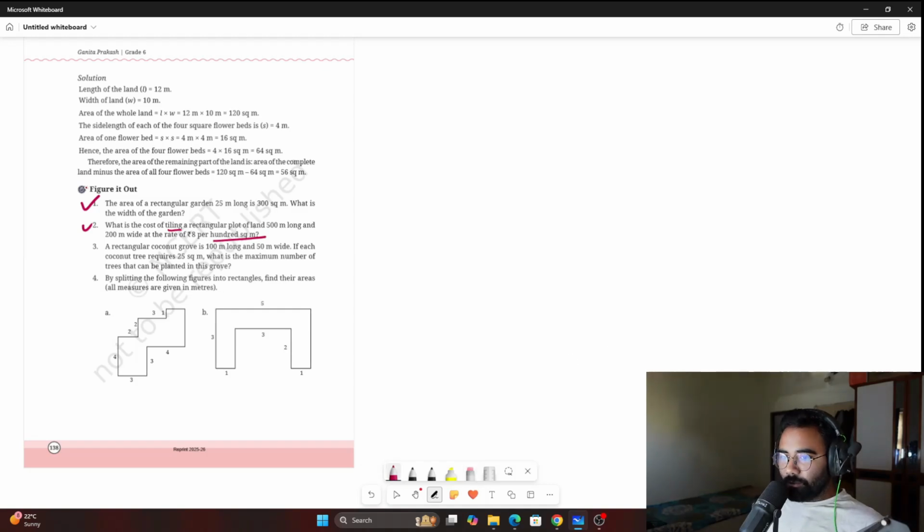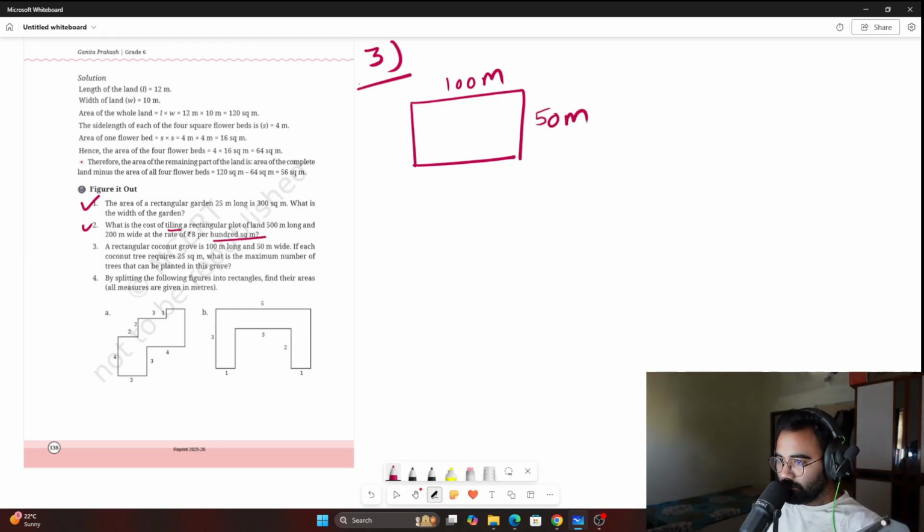All right, we are going to question number 3 now. A rectangular coconut grove is 100 meter long and 50 meter wide. If each coconut tree requires 25 meter square, what is the maximum number of trees that can be planted in this grove?